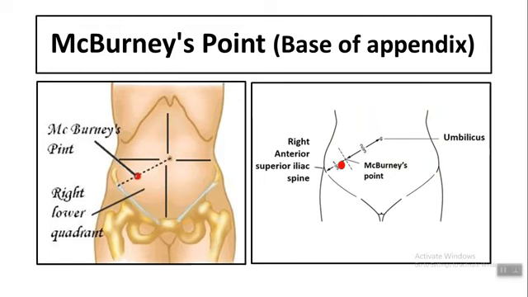What we call McBurney's point is shown in red color. It marks the location of the base of the appendix. It demarcates the location of the base of the appendix. It's located one-third of the way in between the anterior superior iliac spine and the umbilicus. This is what we call McBurney's point. It demarcates the base of the appendix, since the free end of the appendix will be located in a different region, as we will see in the next slide.